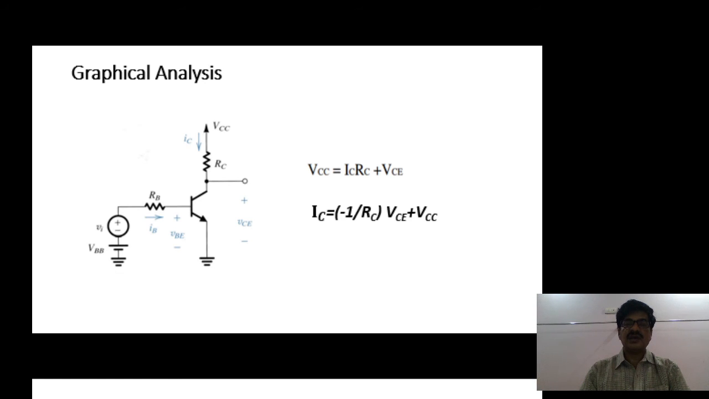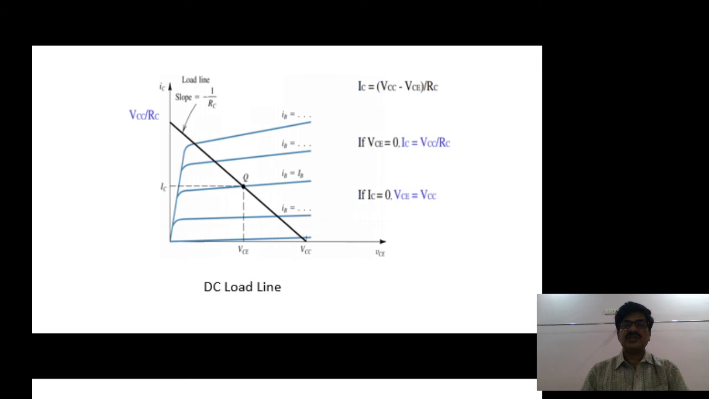And the above equation I am representing IC. Now this IC equal to minus 1 by RC VCE plus VCC is similar to y equal to mx plus c. Already you know y equal to mx plus c represents a straight line with the slope m. Therefore, this equation defines a straight line on the output characteristics known as the DC load line. Now see the DC load line representation on the output characteristics like this.